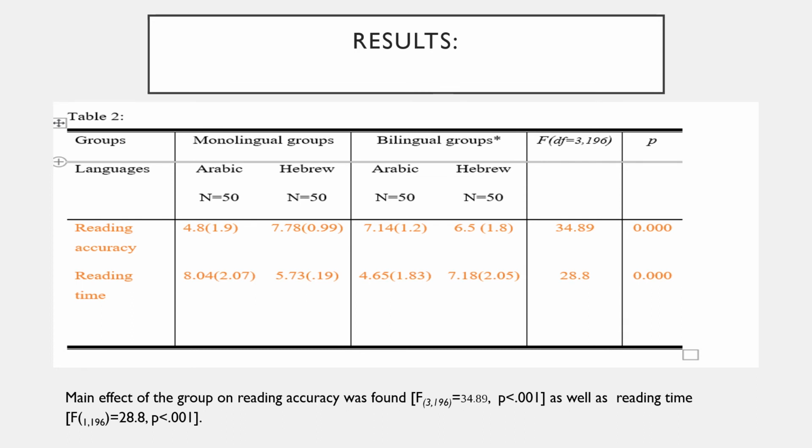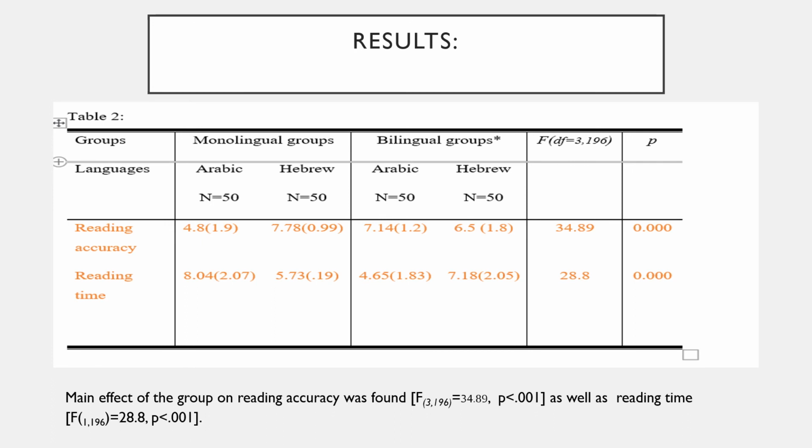Hebrew-speaking monolinguals read more accurately and faster than Arabic-speaking monolinguals, but they are worse and slower than Arabic-speaking bilinguals. And Hebrew-speaking monolinguals and Hebrew-speaking bilinguals, here and here. So in other words, for reading accuracy, Hebrew-speaking monolinguals did better than Arabic-speaking bilinguals, and Arabic-speaking bilinguals did better than Hebrew-speaking bilinguals. But Hebrew-speaking bilinguals did better than Arabic-speaking monolinguals.